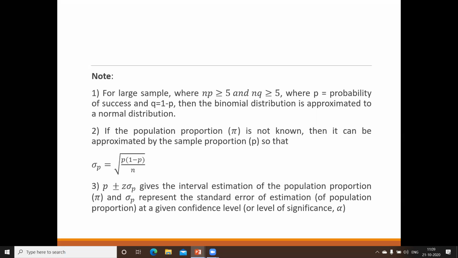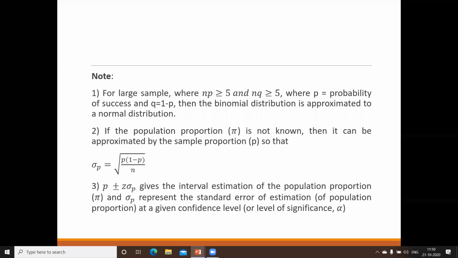And your level of significance can be derived from the confidence level. The total should always be 100%. So it is simple, 100 minus confidence level will give me the level of significance. Now it is a very simple equation or calculation.